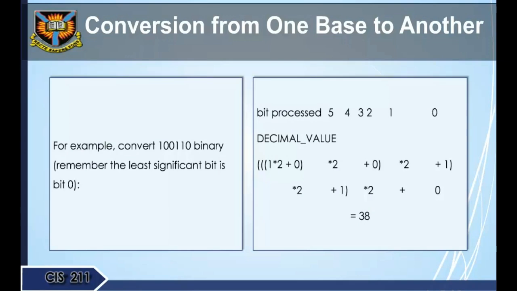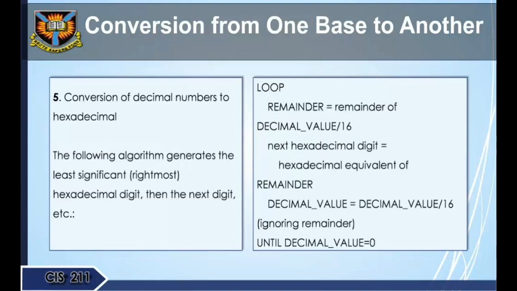Remember the least significant bit is bit 0. Bit processed: 5 4 3 2 1 0. Decimal_value: ((((1*2 plus 0)*2 plus 0)*2 plus 1)*2 plus 1)*2 plus 0 is equal to 38.